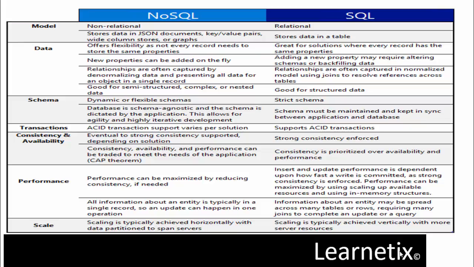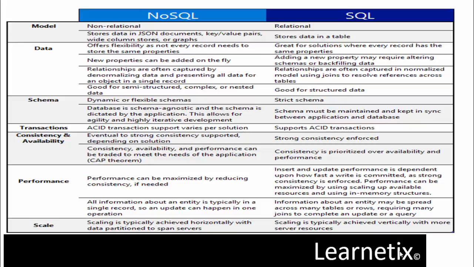In SQL, relationships are often captured in the normalized model, using joins to resolve references across tables. It means it comes with a normalized condition, which removes duplicates of the data. But NoSQL works on denormalized data, presenting all data for an object in a single record. For that reason, SQL is good for structured data, but NoSQL is good for semi-structured, complex, and nested data.